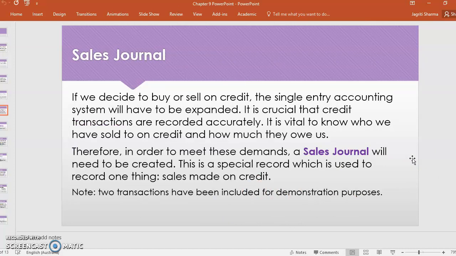Now the sales journal. If you decide to buy or sell on credit, the single entry accounting system will have to be expanded. The single entry accounting system can be done by the person who is actually in the business, so they need to expand it a little bit. They need to have a sales journal and a purchases journal. In order to keep that record, they also need to keep a record of what payment is due from which supplier or which customer.